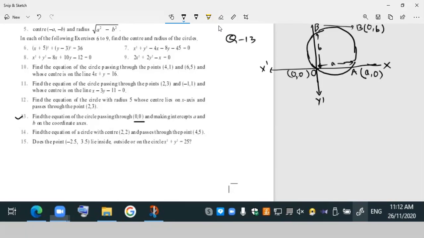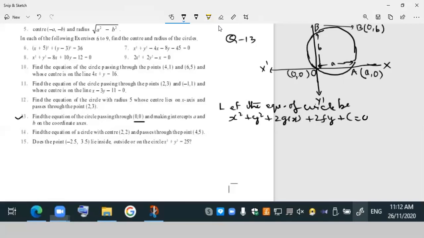So let the equation of the circle be, and we will put all these three points to get g, f, and c, as we did in the first example, but here it will be easier because 0, 0 is there. We will put in one point at a time to get three equations. Let the equation of the circle be the general equation x square plus y square plus 2gx plus 2fy plus c is equal to 0, and this is equation number 1.